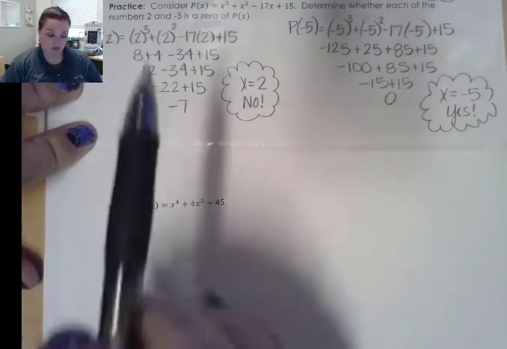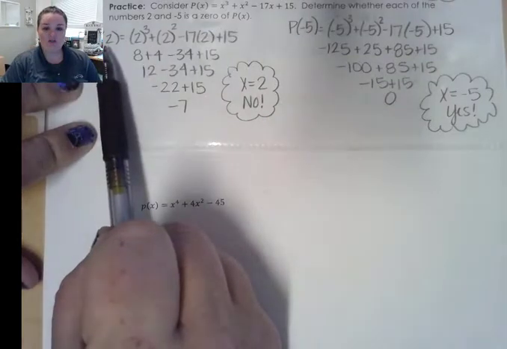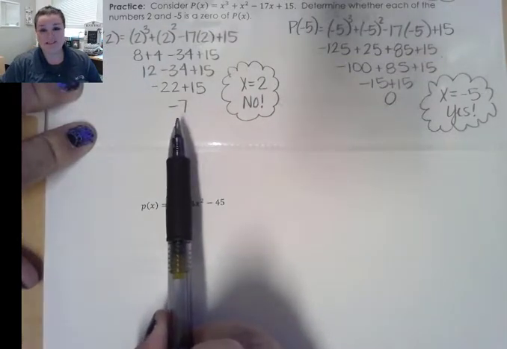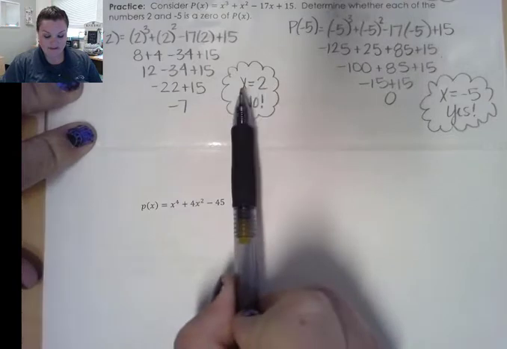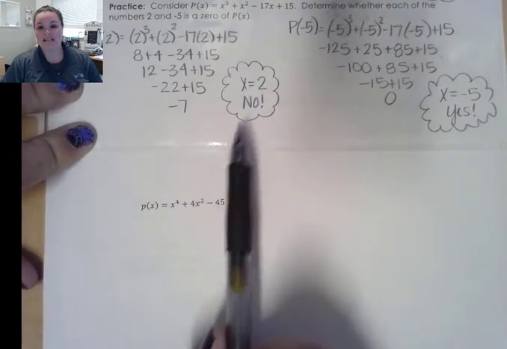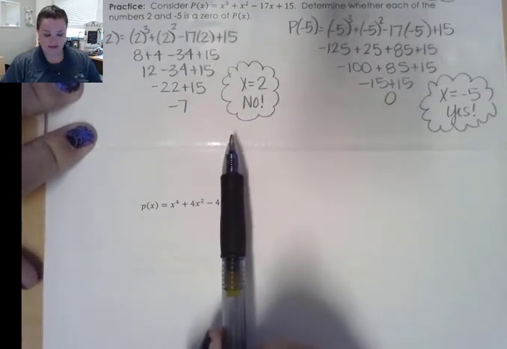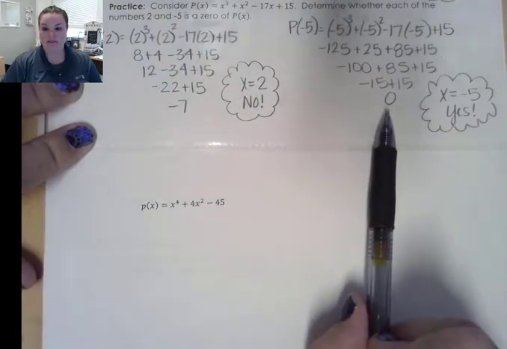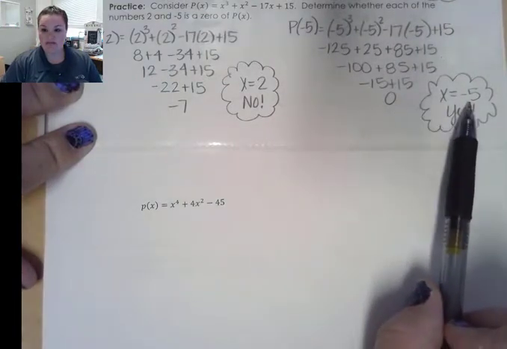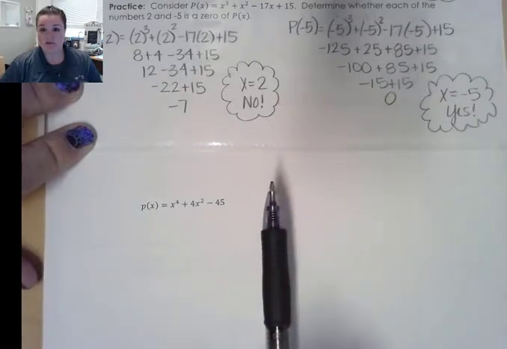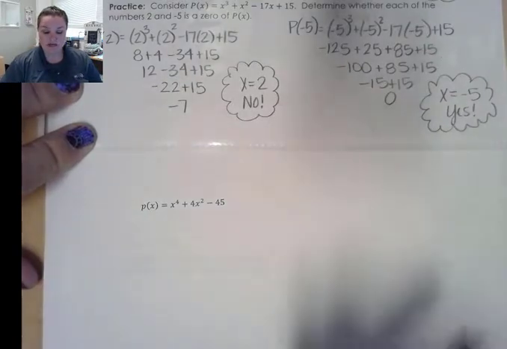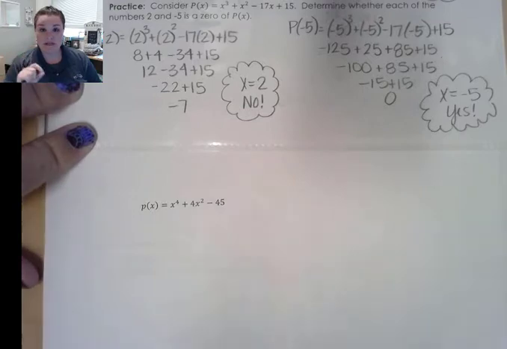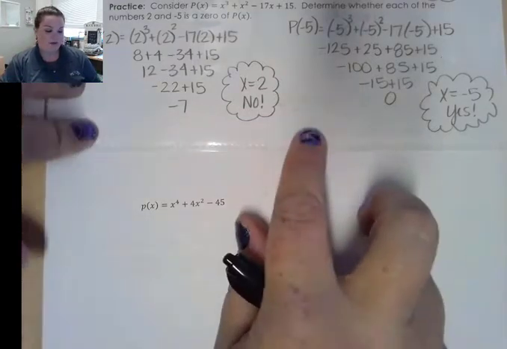All right, let's see how you did. On the first one, when you plug in 2, you should end up with -7, which does not equal 0. So that means that x equals 2 is not a 0 of this polynomial. When you plug in -5, however, it does simplify to 0, and so x equals -5 is a 0 of this polynomial. So that's how we can check to see if something is or isn't a 0.